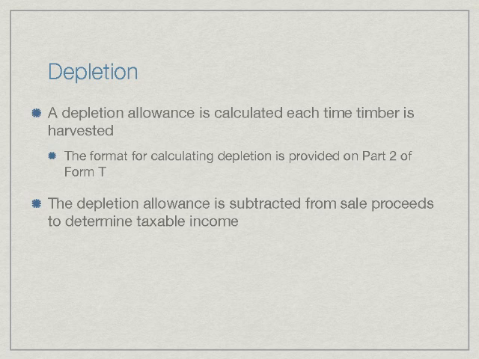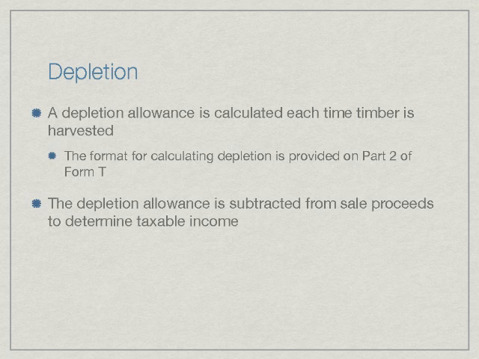Depreciation is not available for natural resources. Instead, a depletion allowance is calculated each time timber is harvested. The format for calculating the depletion allowance is included in Part 2 of Form T, which must be included with your tax return when claiming a depletion deduction.